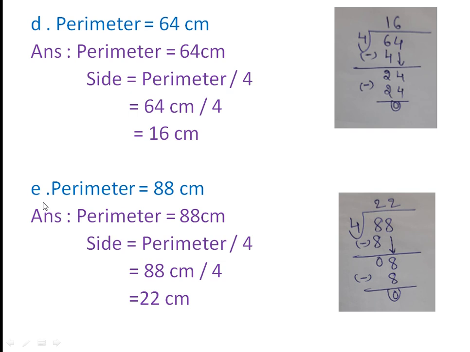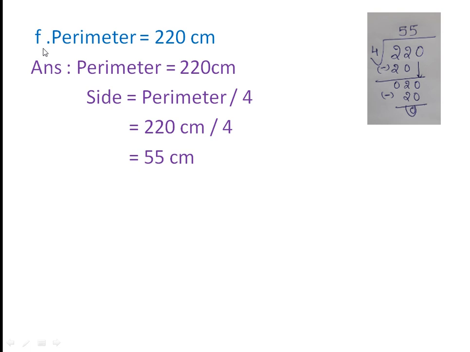See here, E. Perimeter is equal to 88 centimeters. Write down the statements like this. Perimeter equal 88 centimeters. Here write down the formula for the side, side is equal to perimeter divisible by 4. What is the value for perimeter? It is 88 centimeters. Write down 88 centimeters divisible by 4 and divide like this. We will get the quotient 22. The side is equal to 22 centimeters is the answer for this question.